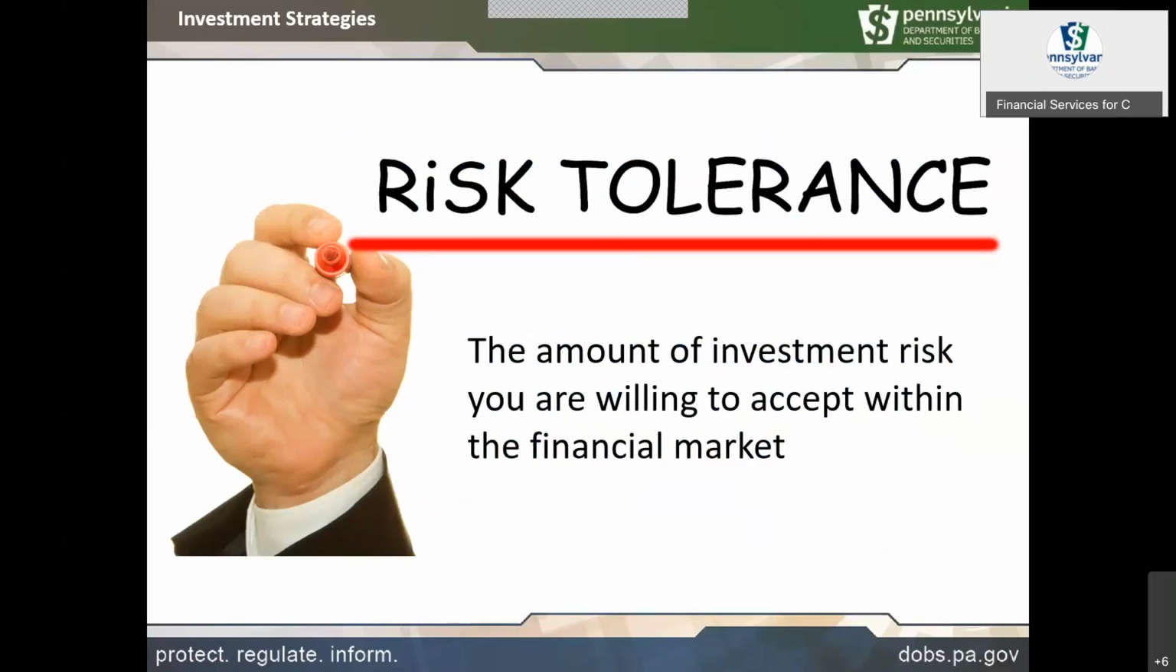As I start to get closer to retirement and I'm looking at 10 years or 5 years, my risk tolerance is going to change. I'm not going to be so willing to take on that risk in order to get a bigger return on my investment, because with the higher return comes a higher risk. So that's something that we have to make sure that we really understand.